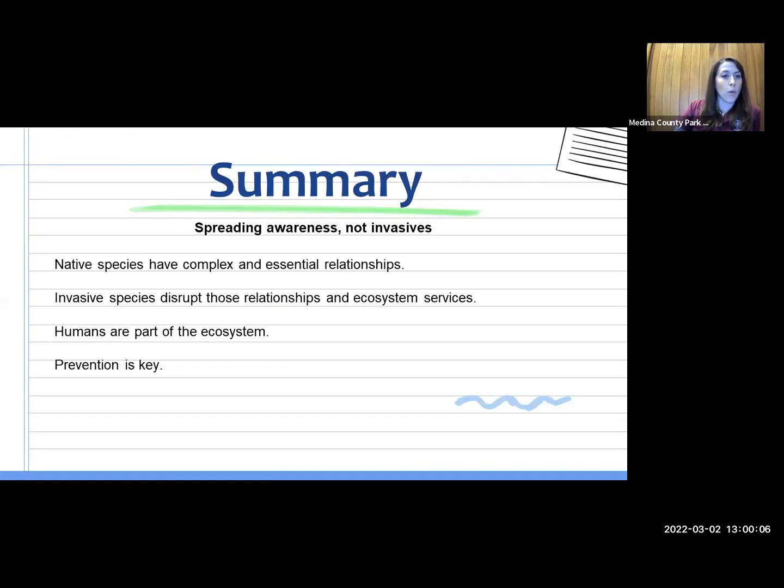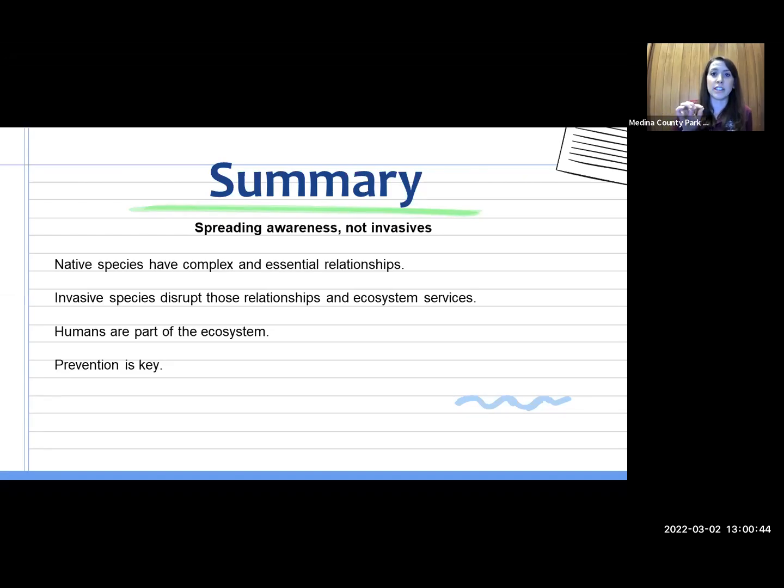So some of the things that I wanted you to go home with. Native species have complex and essential relationships. I talked about that. Invasive species are a problem because they disrupt those essential relationships and irreplaceable ecosystem services. All of us are part of the ecosystem. It behooves every single one of us to pay attention to what's going on outside, in our yards, our property, our land, to try to be good land stewards and make it as welcoming to wildlife and those services as possible.